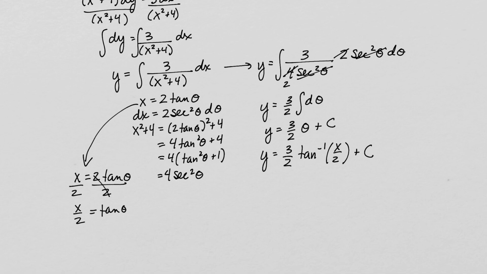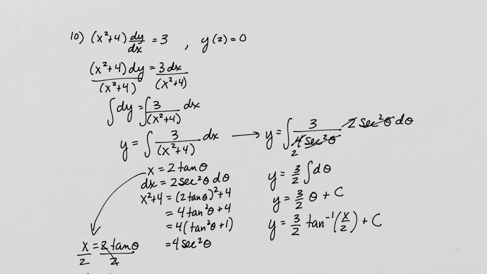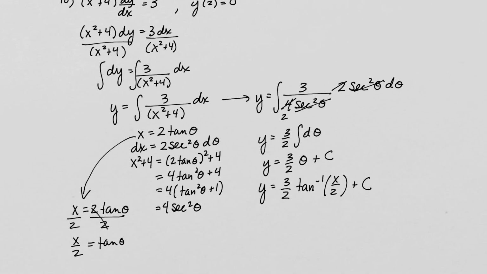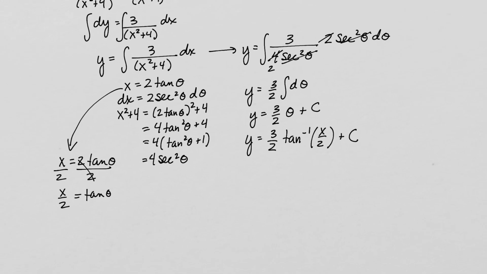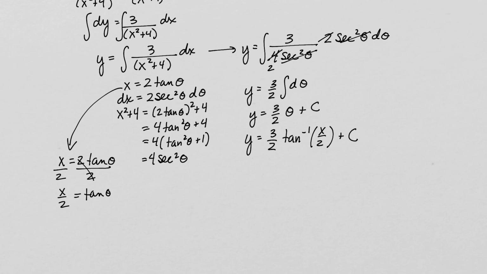And so that's normally where we would stop, but since this is one of those initial value problems, if you look way back at the beginning, we knew that y of 2 equals 0. So that's the information we're going to use now. So we know that y of 2 equals 0. So that means when I plug 2 in for x, I should get 0 for y.